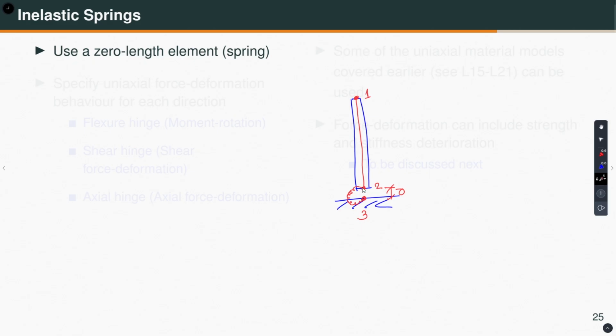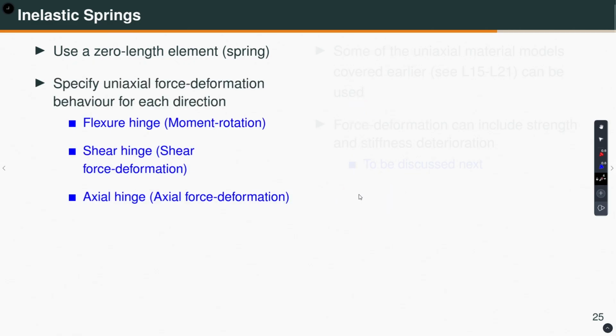Okay. So, just like I am talking about a rotational spring, I can have a spring in each direction. I can have a flexure hinge, which is what I demonstrated. I can have a shear hinge and provide a shear force versus shear deformation. I can also have an axial hinge and provide axial force versus axial deformation. Okay. Then what is this behavior?